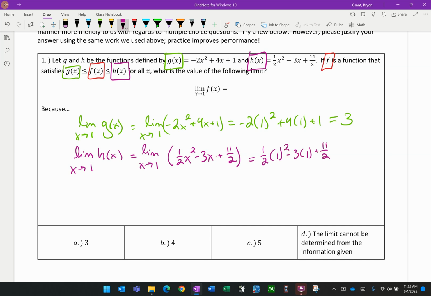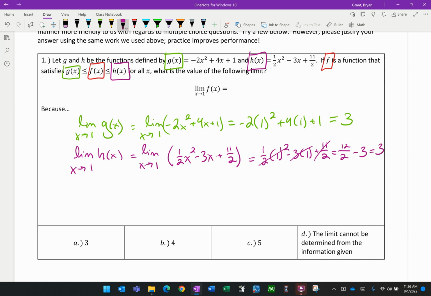What does this give me? 1/2 times 1 is 1/2. 1/2 plus 11 halves is 12 halves, right? So we'll put that just as a little placeholder. So that took care of those guys. And then we have negative 3 times 1 is negative 3. Okay, so this becomes 6 minus 3, which is also 3.